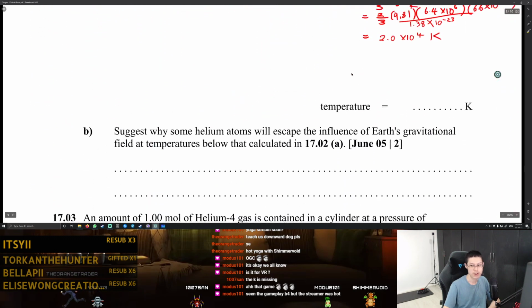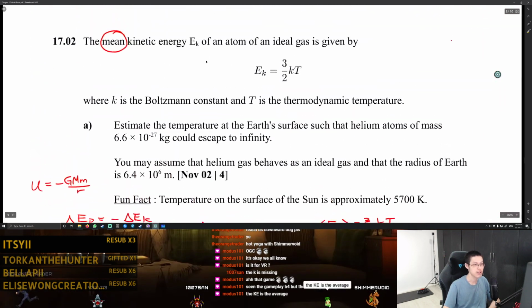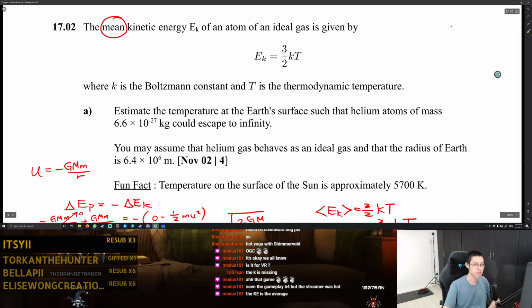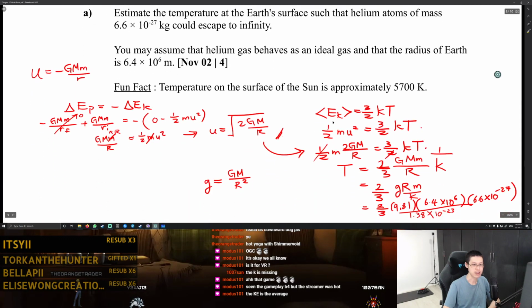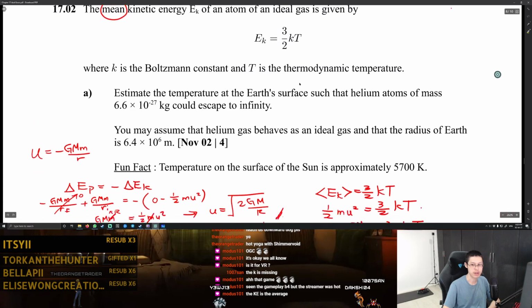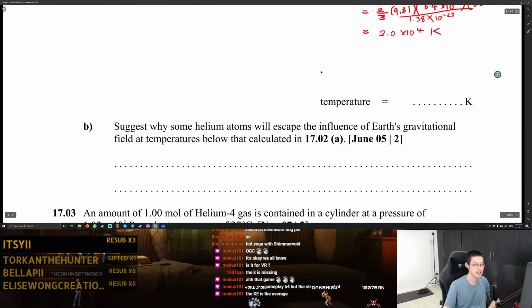Okay, the reason is because this actually tells you the mean kinetic energy, not the kinetic energy of every single molecule of helium atoms, sorry, of helium. So, most of the helium atoms have this kinetic energy, but there are some which are much faster and some which are much slower. Exactly, the K is the average.